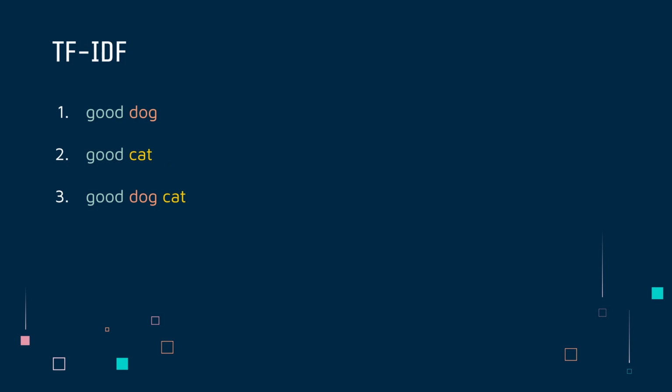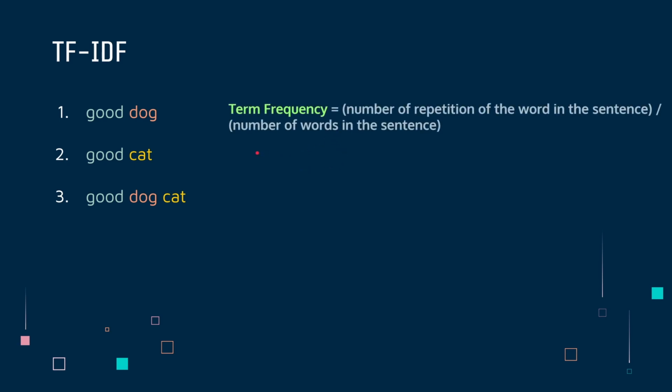So how do we actually capture rare terms? Well, we can determine their term frequency and inverse document frequency. Let's go over what each of them are respectively. Term frequency is basically the number of repetitions of a word in a sentence divided by the number of words in the sentence. We're going to go over some examples to actually apply this formula.